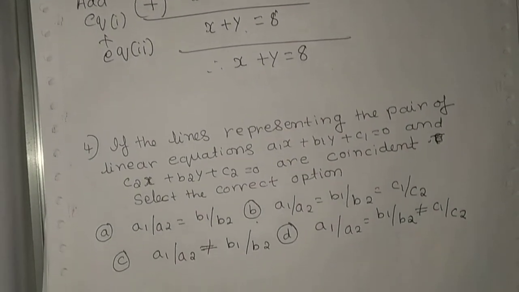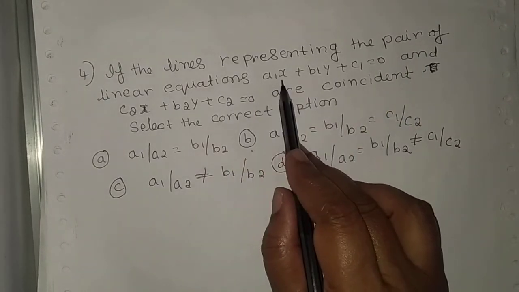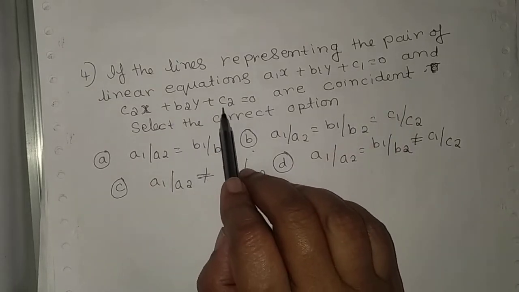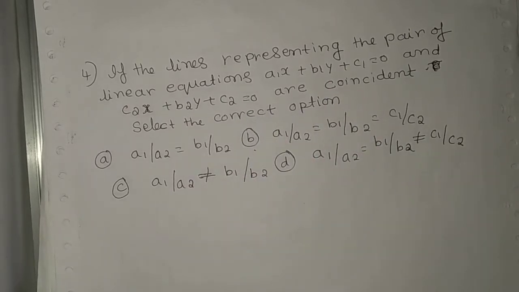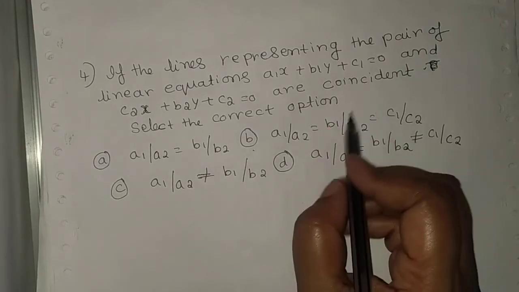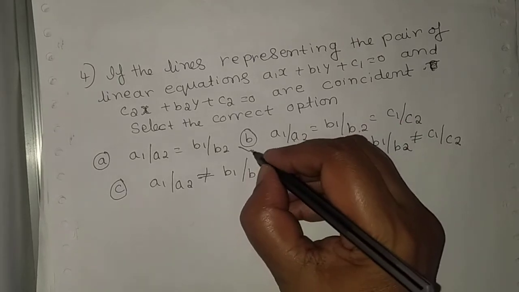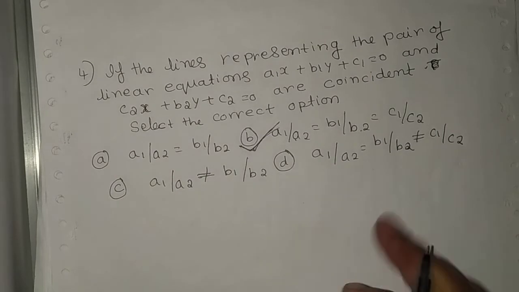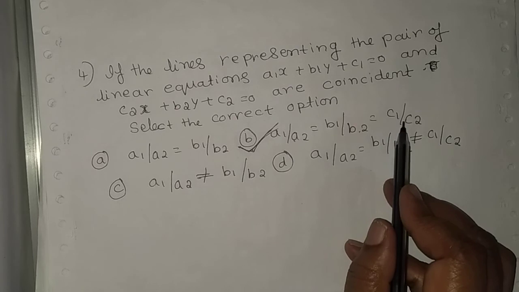This will become 8. Next question is, if the lines representing the pair of linear equations a1x plus b1y plus c1 is equal to 0 and a2x plus b2y plus c2 is equal to 0 are coincident, select the correct option. As we knew in the previous one, coincident means a1 by a2 equal to b1 by b2 is equal to c1 by c2 is the correct answer. So just click this one. Coincident, intersecting, all this comes under this only.